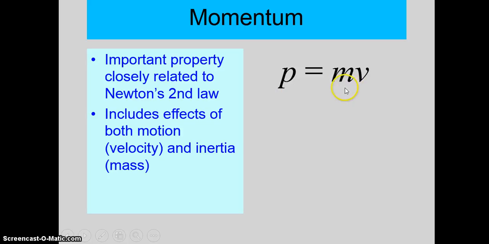And the value of momentum is mass times velocity. And the mass has to be in kilograms, the velocity will be in meters per second. And so the units for momentum are kilogram meters per second. All right, I'll do some examples shortly on that.